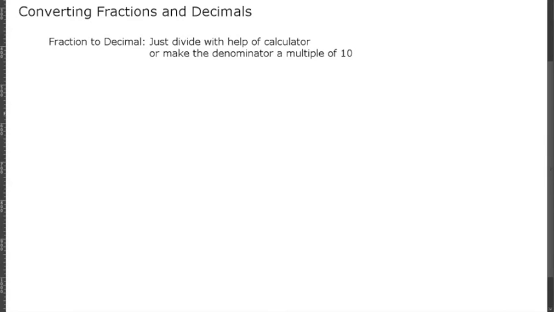In this video, I'm going to show you how to convert fractions to decimals and decimals to fractions. But first, let's look at how to convert fractions to decimals. All you have to do is just divide, and you can use a calculator to help, or you make the denominator a multiple of 10. Let's look at just dividing first.